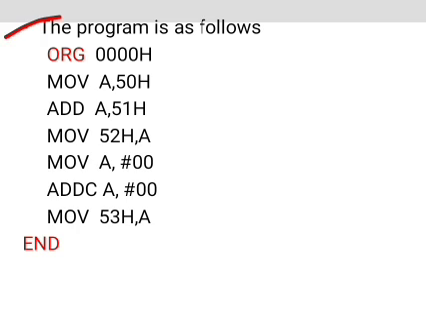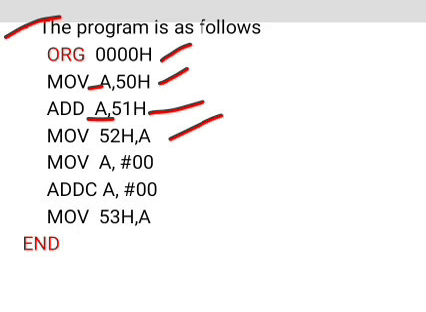Next, the program is as follows. First one, ORG 000H. That means set program counter to 000H. MOV A, 50H. That means load the content of memory location 50H into the accumulator A. Next, ADD A, 51H. Add the content of memory location 51H with the content of A.